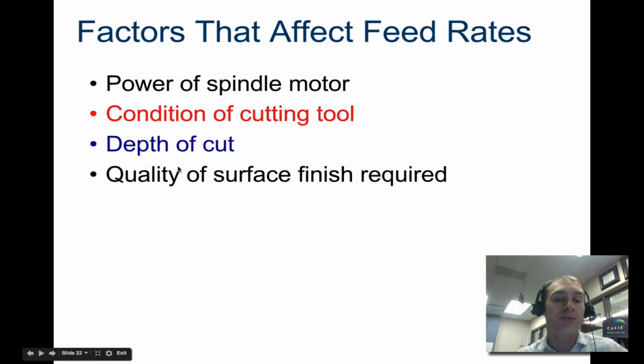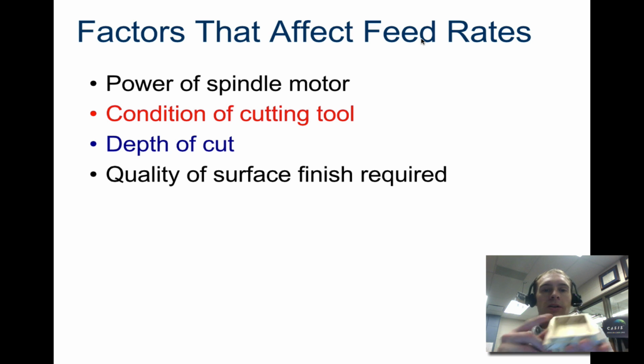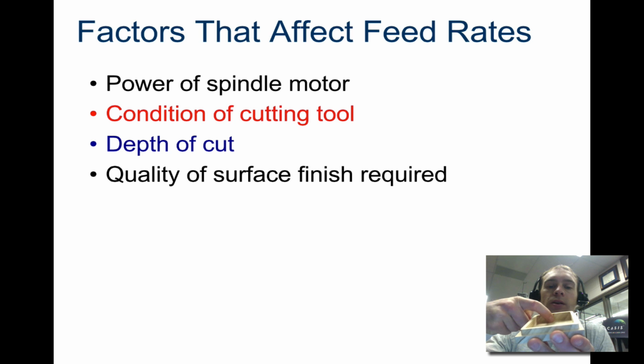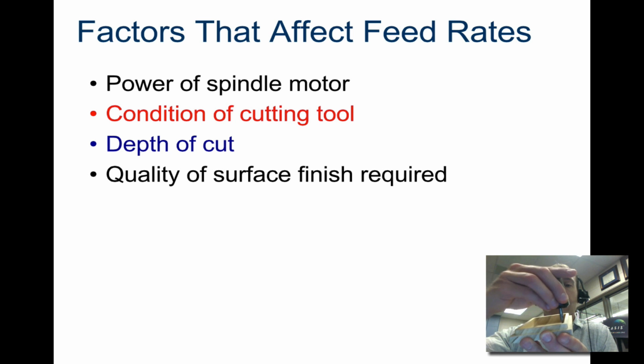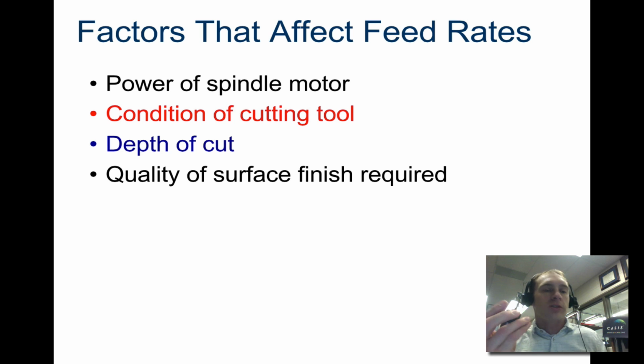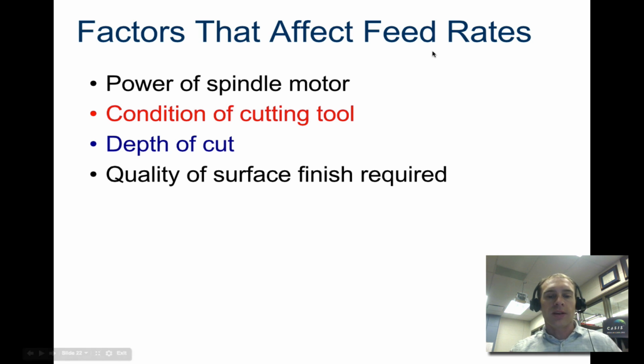Also the depth of cut. If you're going to go really, really deep into a material, you can't feed as fast because you're cutting a lot more out. An example of that is if you look closely at this, you may be able to see that there are 2 distinct lines on here, because we cut at one depth all the way around, then we sink down a little lower, cut all the way around, and sink down lower one more time and cut all the way around. That's just to make sure that you're not cutting too much material and overpowering the machine. Also the quality of the surface finish required.